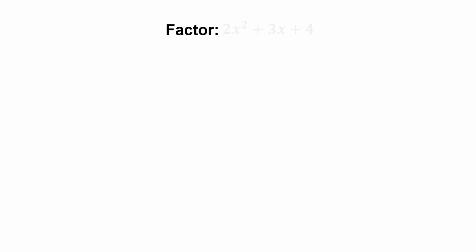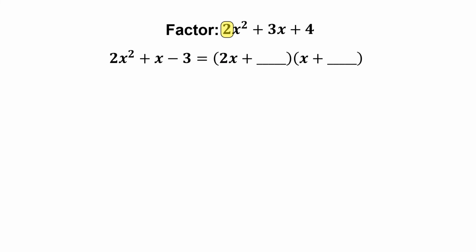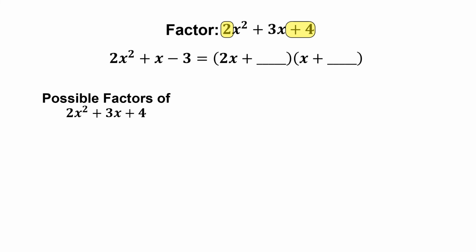How about this quadratic trinomial 2x squared plus 3x plus 4? Since the leading coefficient 2 is a prime, it has no other factor but 2 and 1. This means that the factors of 2x squared plus 3x plus 4, if they exist, are of this form: 2x plus something times x plus something. And those something must come from the factors of the constant term, positive 4. Let us list all possible factors of 2x squared plus 3x plus 4.